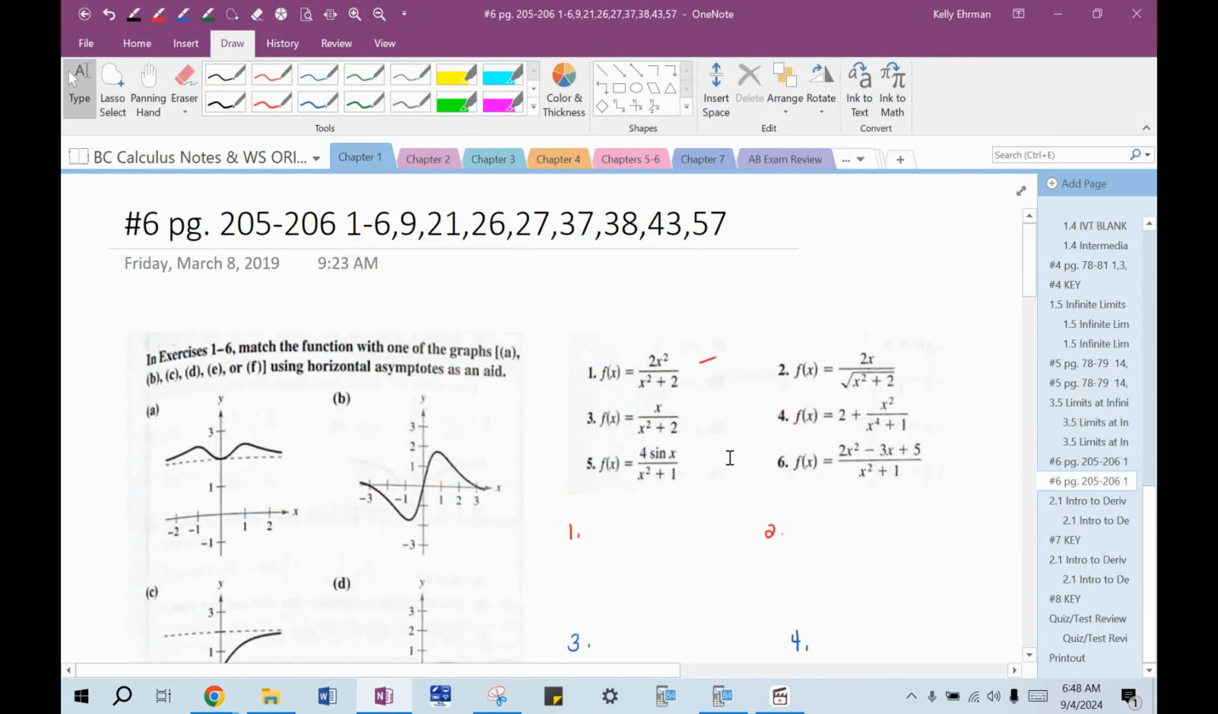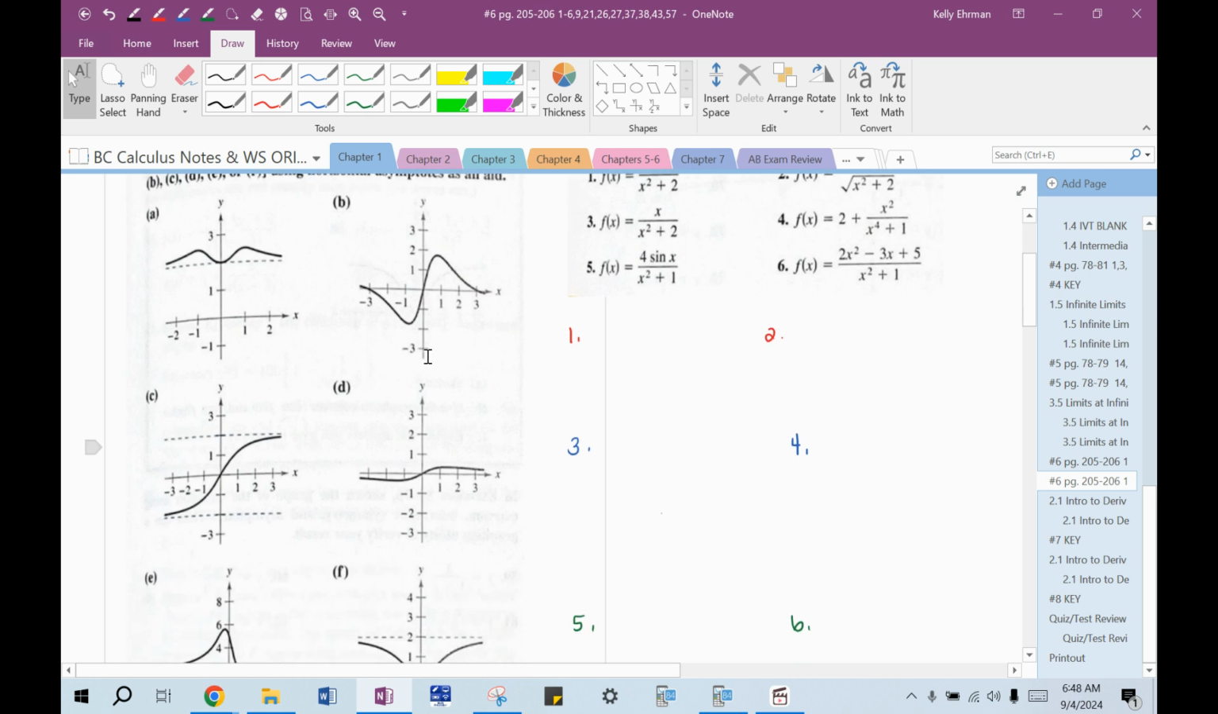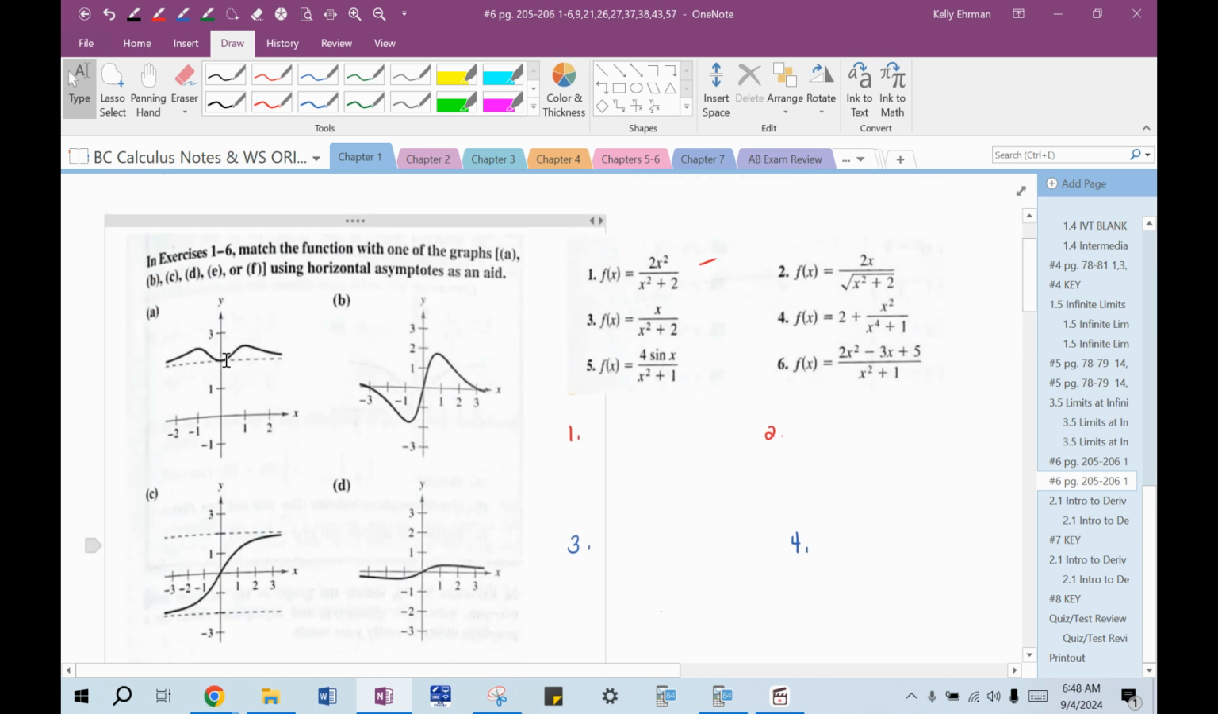All right, for homework number 6, the first thing we have to do is match the function with one of the graphs to the right here. And so when you're trying to do this, one thing I'm looking at will be the horizontal asymptote. And then some of these have the same horizontal asymptote. So you can also start plugging in points for x and see what points need to be on the graph.